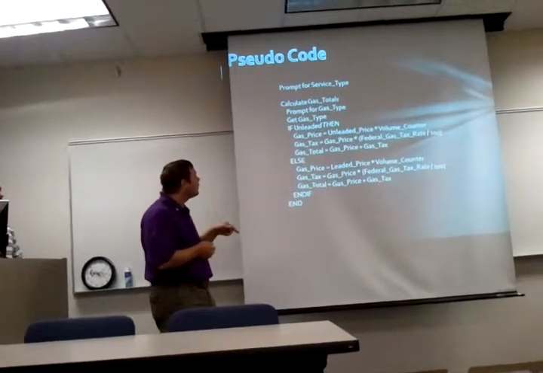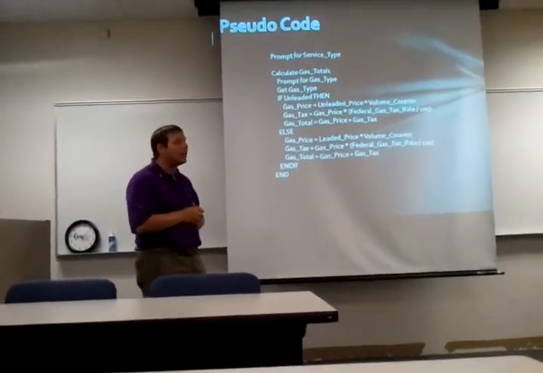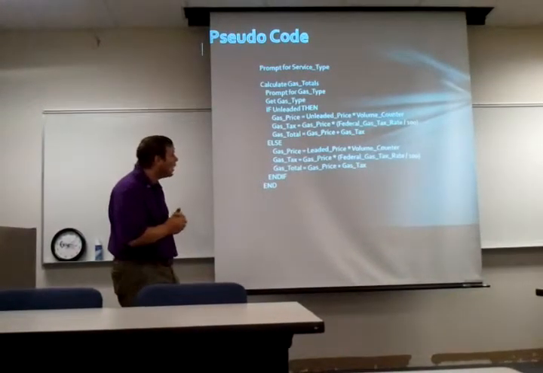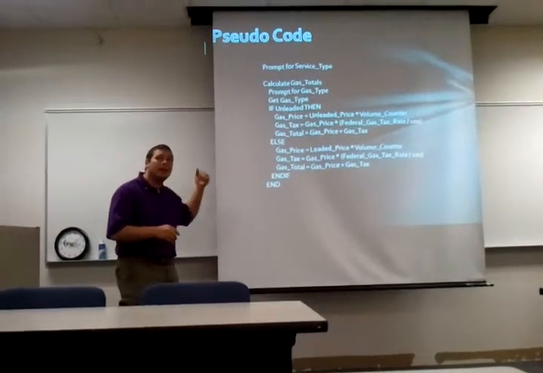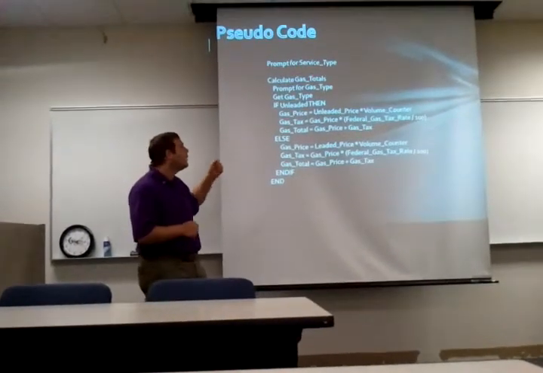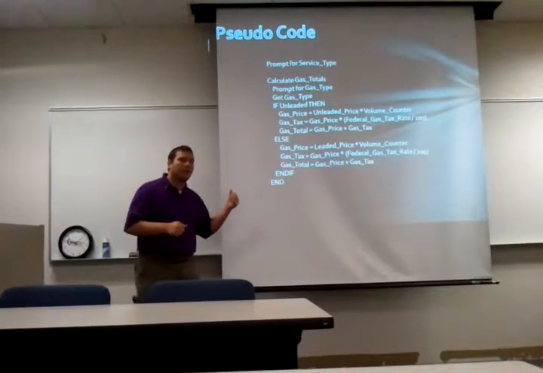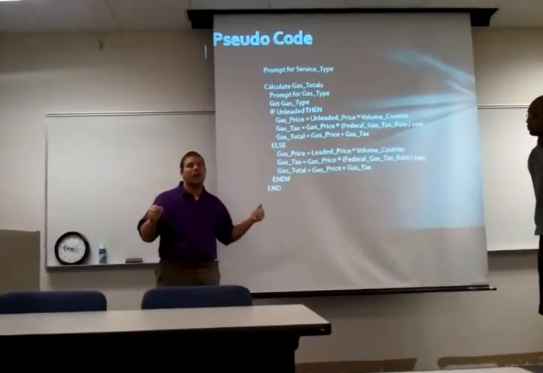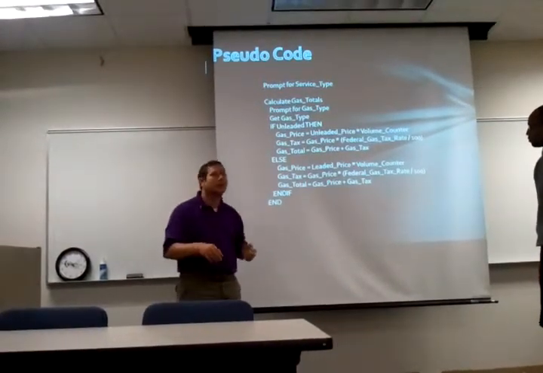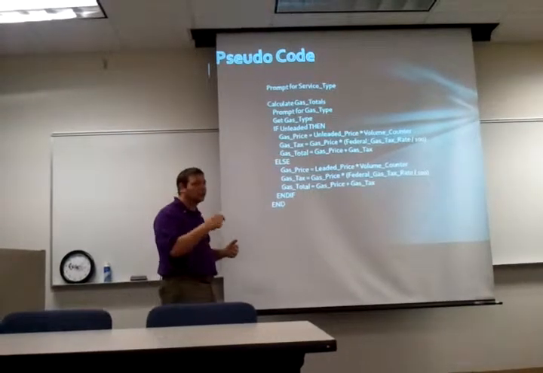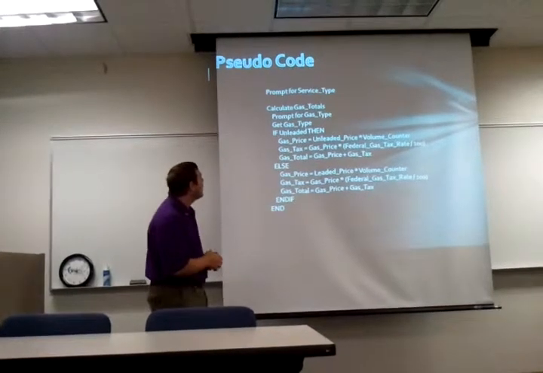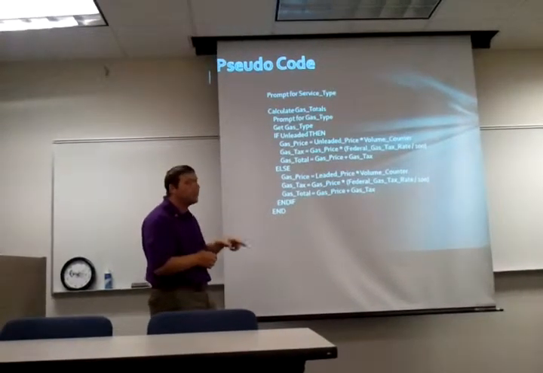If unleaded, then the gas price is going to be equal to unleaded price times the volume counter. Gas tax is going to be gas price times federal tax rate divided by 100. The tax rate that's inputted at the very beginning is going to be the actual percentage. So instead of having to worry about the person who might not know the program saying 0.28, we're actually going to just tell them 28% or 2% or 1%, whatever. And they'll actually put in 2%, and then that's going to be defined as federal gas tax rate divided by 100. The gas total is going to be the gas price plus the gas tax.